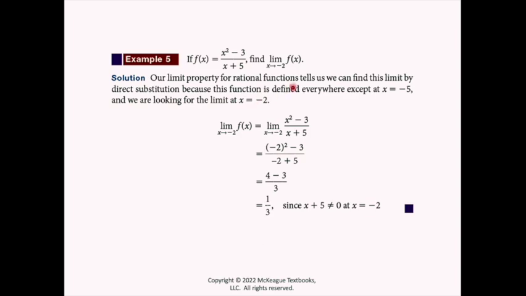So here's an example using the property for the rational function. This is my top polynomial, and this is the bottom polynomial. And I recognize that they're both polynomials. And I want to find the limit as x approaches -2. Because if I plug in -2 for x and it doesn't create a 0 in the denominator, I can just use direct substitution. So I'm going to plug in -2 everywhere, and just simplify it. And I'm going to get that the limit is 1/3.